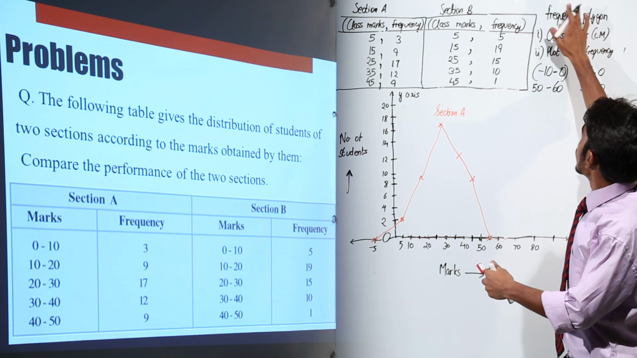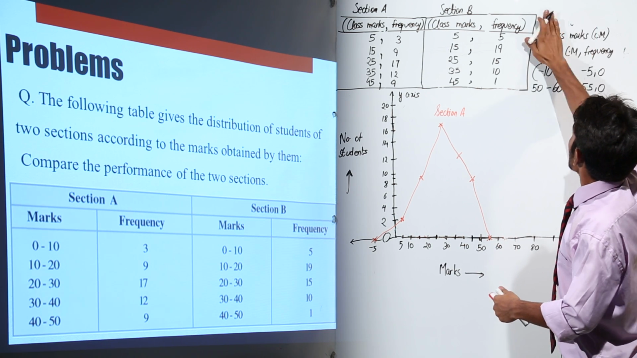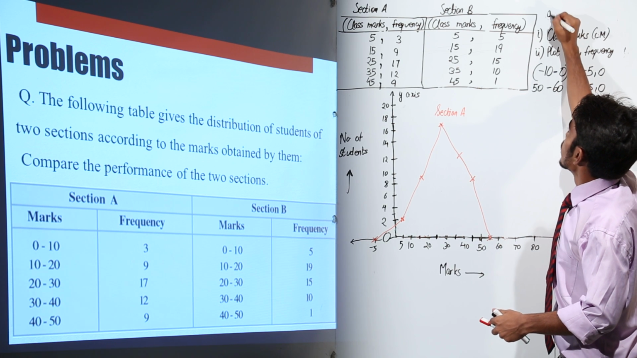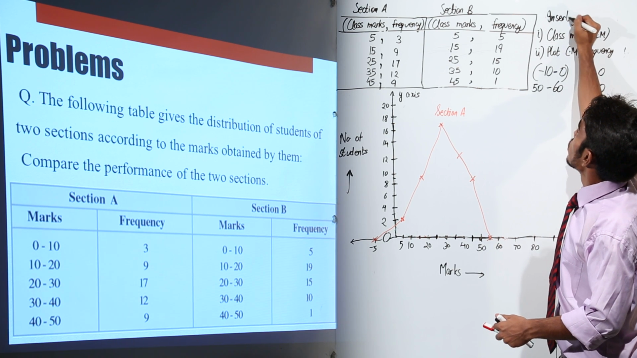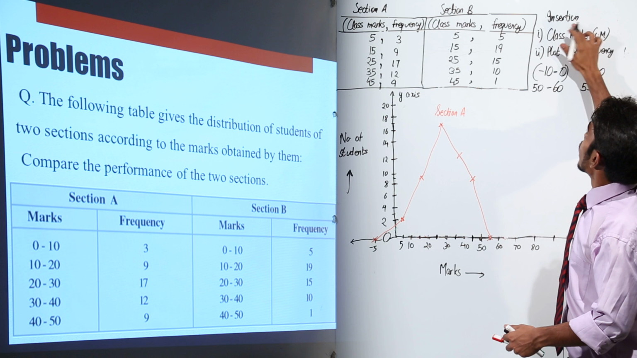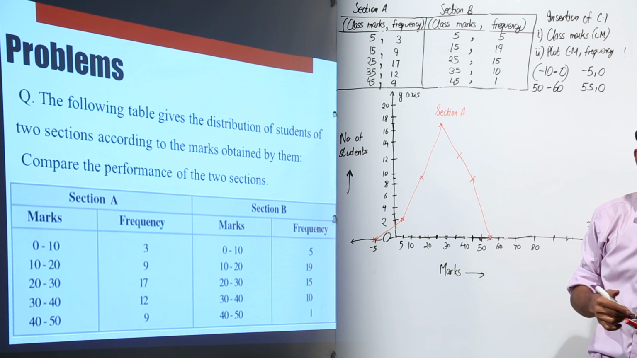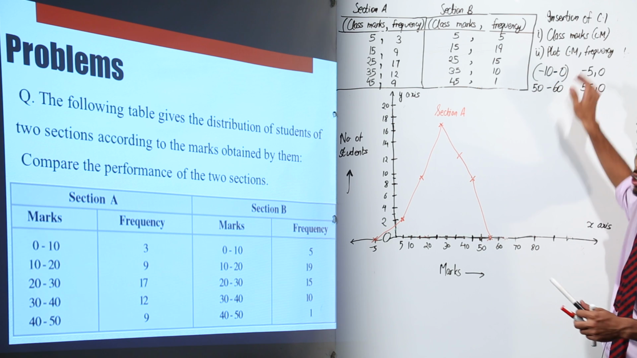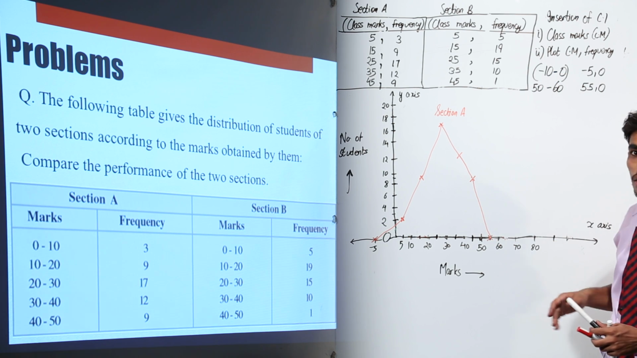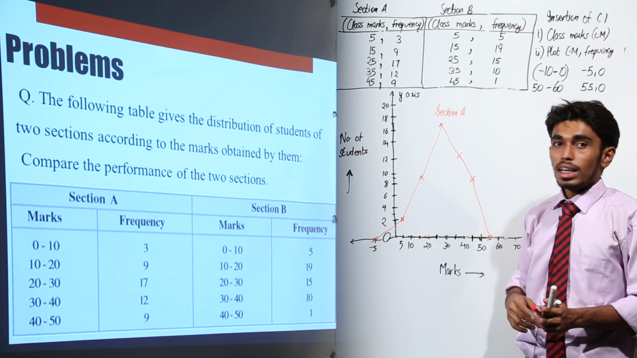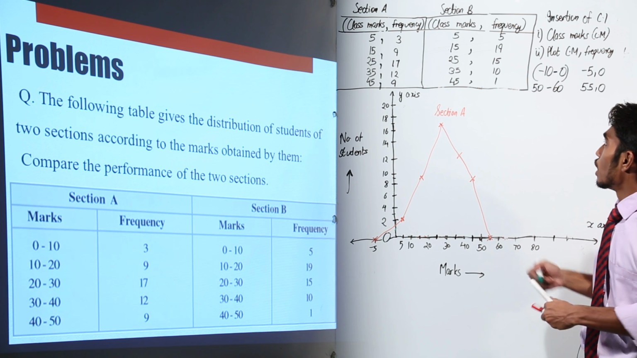First you need to insert class intervals as well. Insertion of class intervals has to be done before the class marks and plotting, right? Then you need to plot class marks comma frequency on the graph, right? I have done this for section A. Let me do this for section B as well, right?